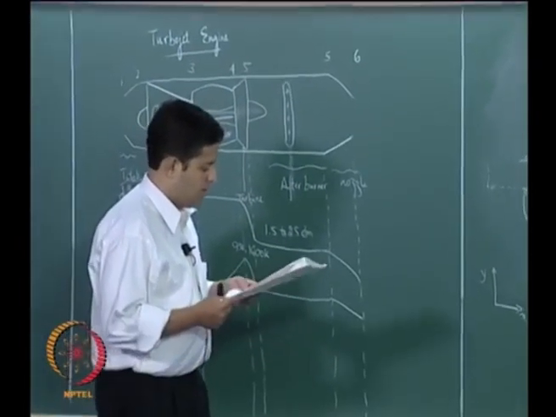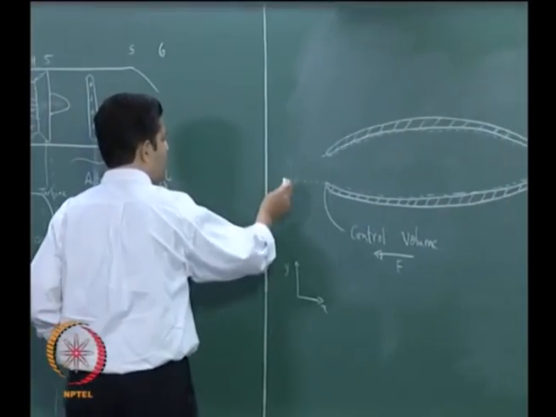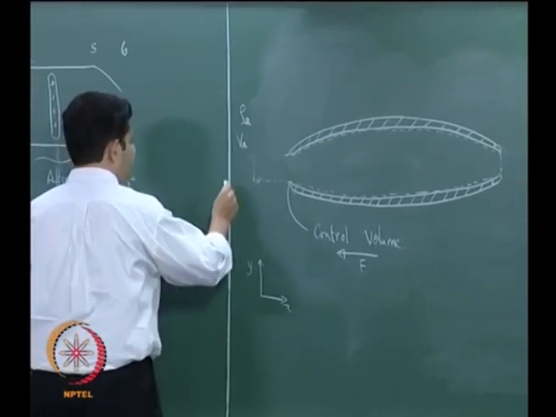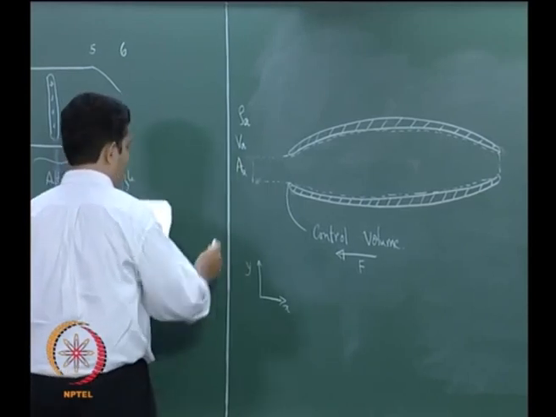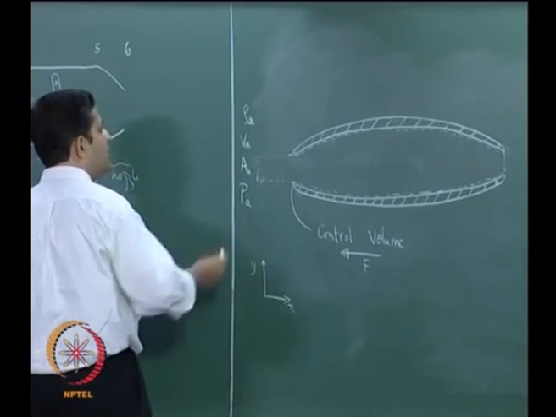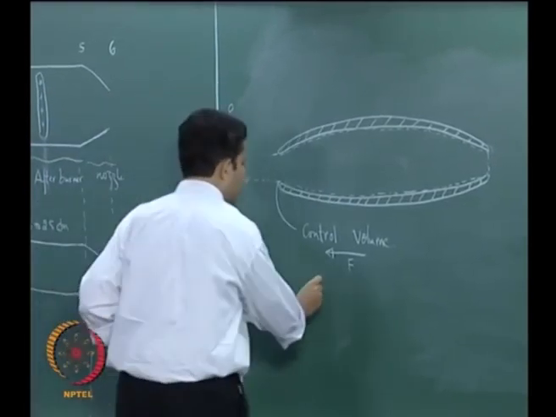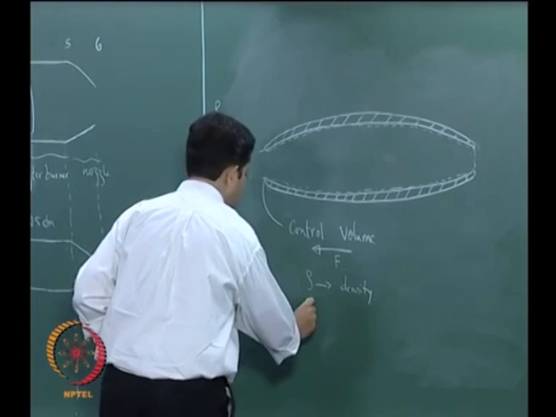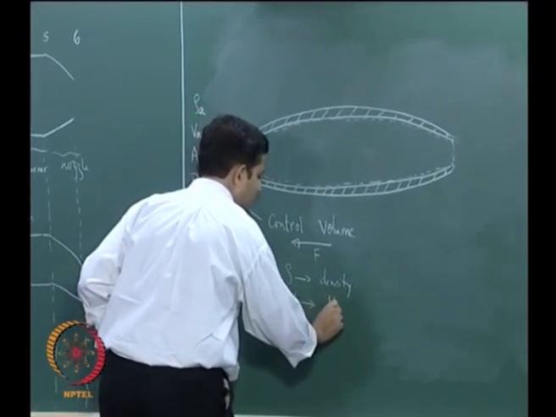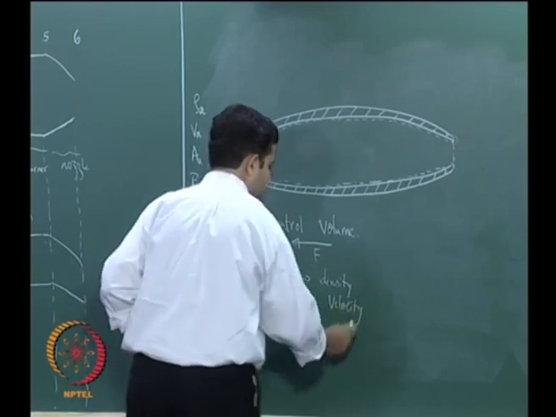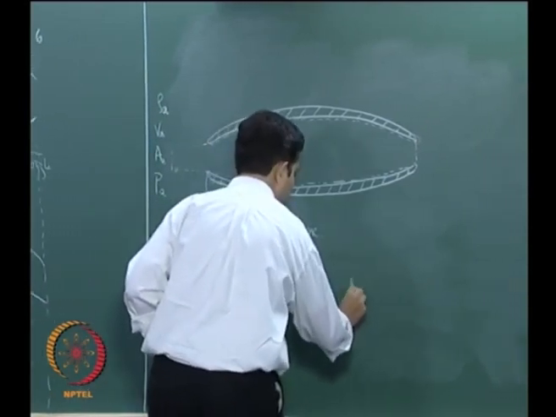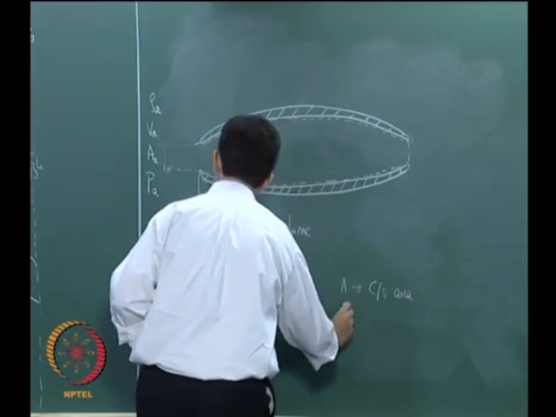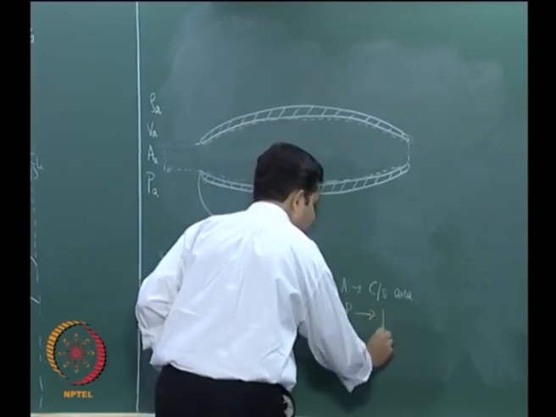Now let me call the parameters at the inlet rho a, V a, A a and P a. Rho is density, V is velocity, A is cross sectional area and P is the pressure.